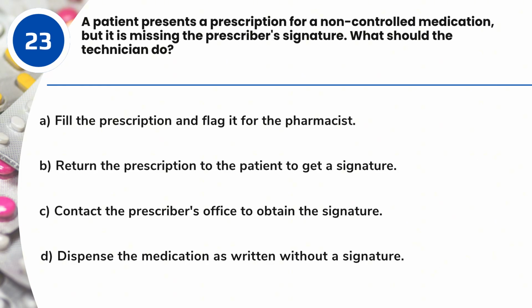Question 23. A patient presents a prescription for a non-controlled medication, but it is missing the prescriber's signature. What should the technician do? A. Fill the prescription and flag it for the pharmacist. B. Return the prescription to the patient to get a signature. C. Contact the prescriber's office to obtain the signature. D. Dispense the medication as written without a signature.